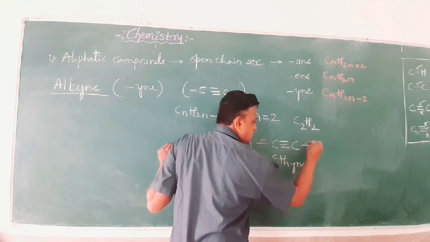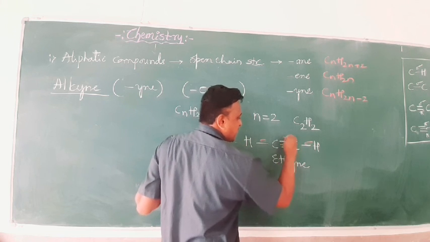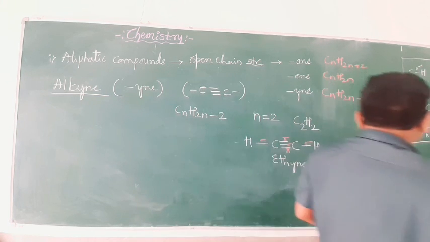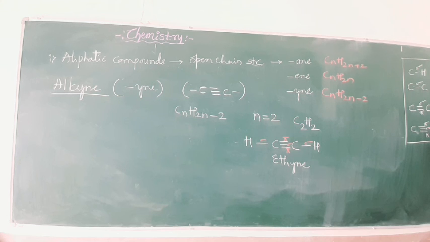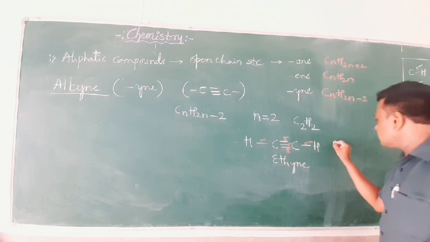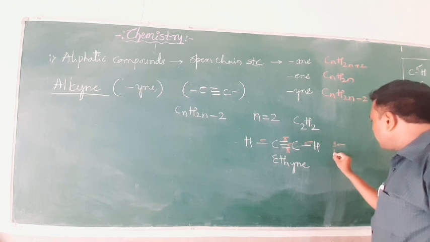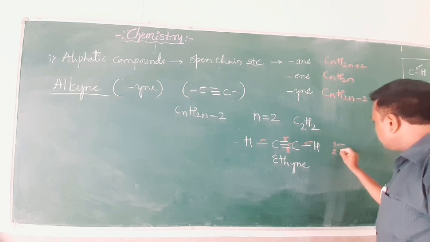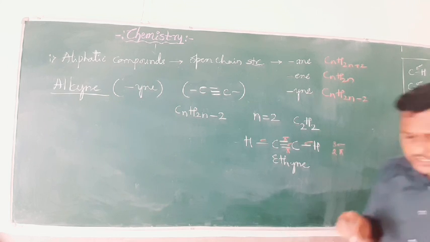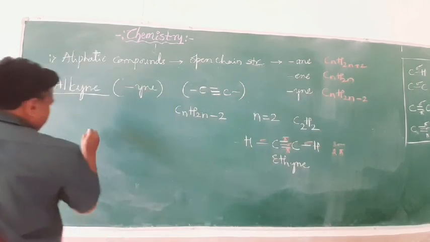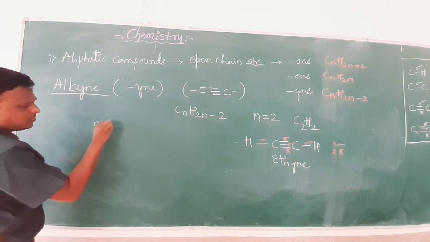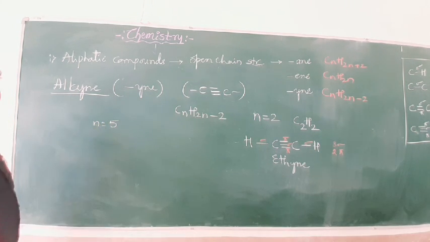Yes, can you calculate the sigma bonds? Sigma, sigma, sigma, and 2 pi bonds. Already we know this triple bond is nothing but 2 pi and 1 sigma. So the total number of sigma bonds is 3, and there are 2 pi bonds. Yes, can you increase the carbon number? Let us take n equal to 5.